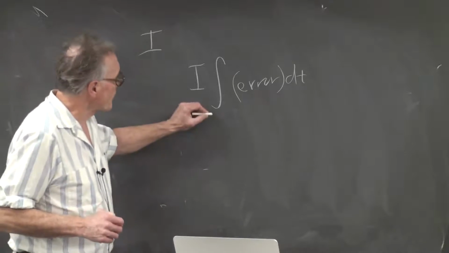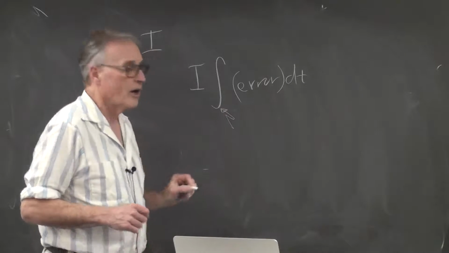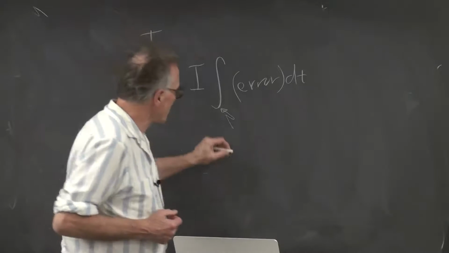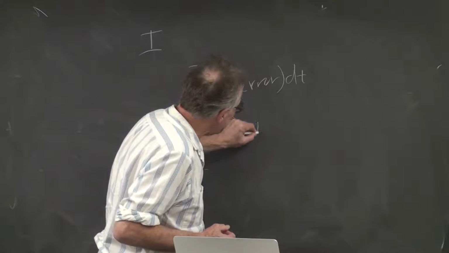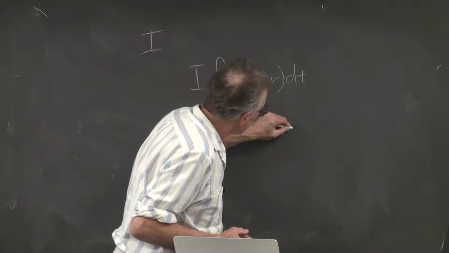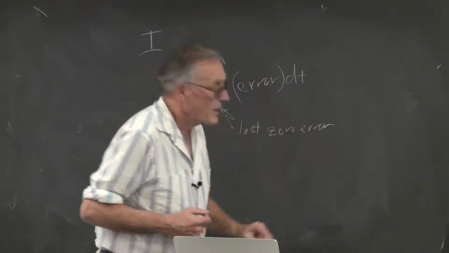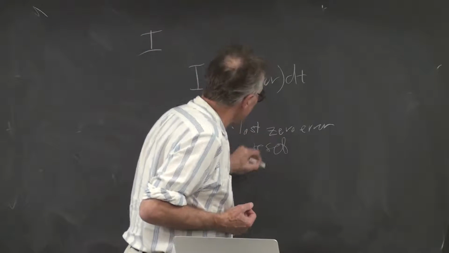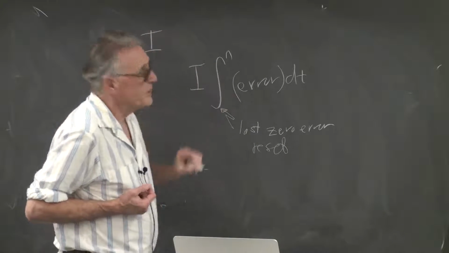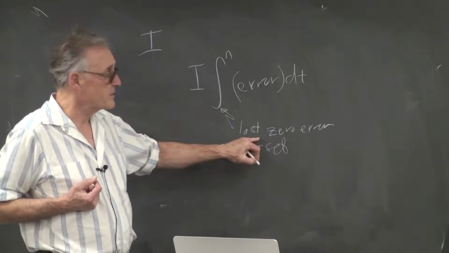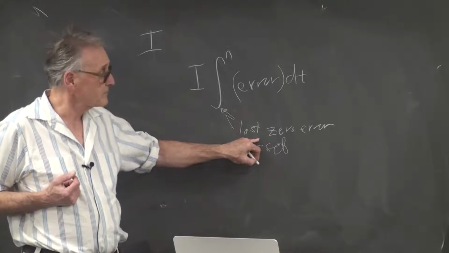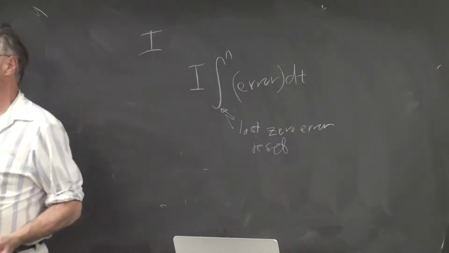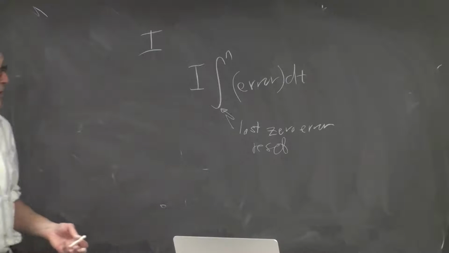So what we're going to do is integrate with a lower time bound of the last time it crossed 0 error. So the bottom time bound is the last 0 error. And we're going to reset the integrator to some value. And then we're going to integrate up to the current time from the last 0 crossing. Logically, you'd say, well, all right, I'm going to reset this thing to 0.